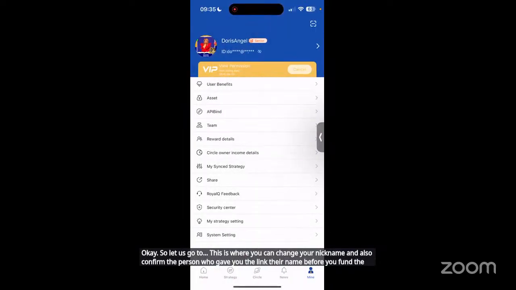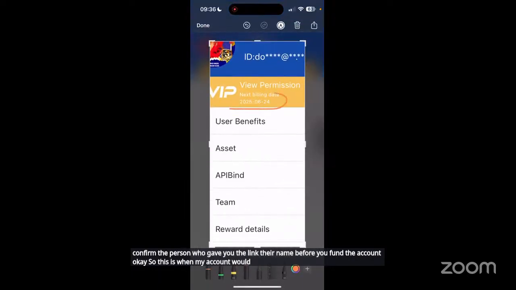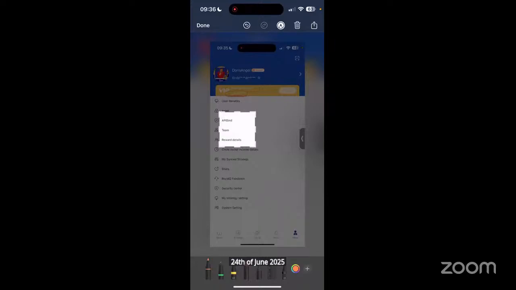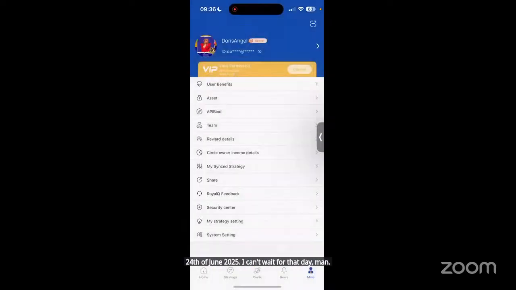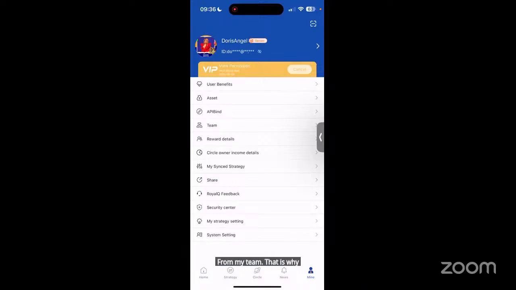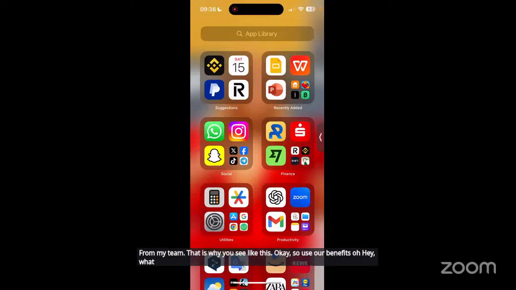Okay, so this is when my account would be expiring: 24th of June 2025. I can't wait for that day, man. You can see it's already on auto renewal. I don't want to miss even a cent from my team. That is why you see it like this. Okay, so user benefits. Oh, hey, what's happening to my app? Please hold on.